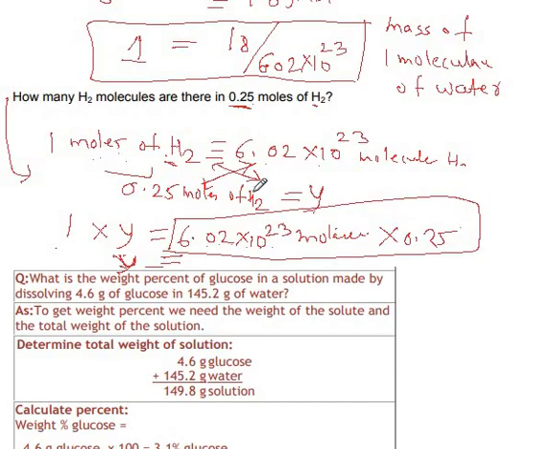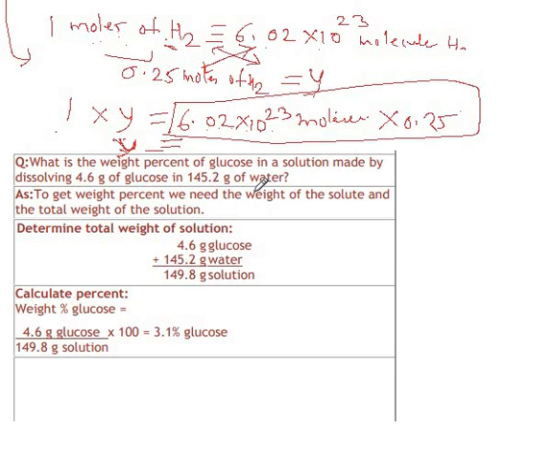Now step by step we go to the next one. Here we have one solved problem. What is the weight percent of glucose in a solution made by dissolving 4.6 gram of glucose in 145 gram of water?